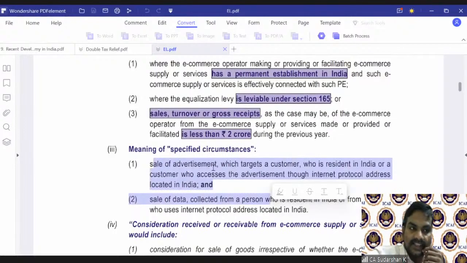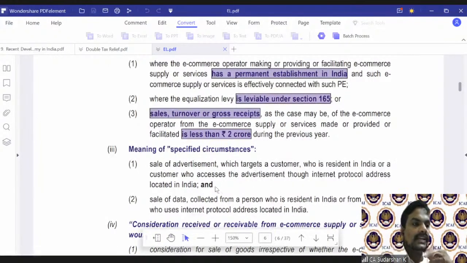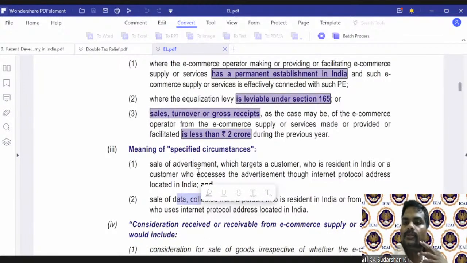Facepalm sells advertisement. Sale of advertisement is a very bad drafting. Ideally, you cannot sell an advertisement. Maybe it's like display or provision of advertisement services or online advertisement. And sale of data, which is also what Facepalm is doing. It not only gives advertisement, it also sells data that it has collected from Indian residents.